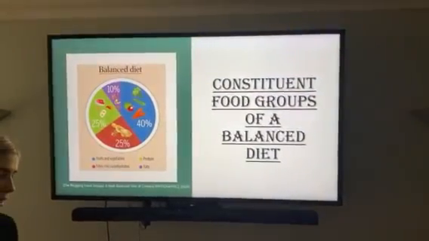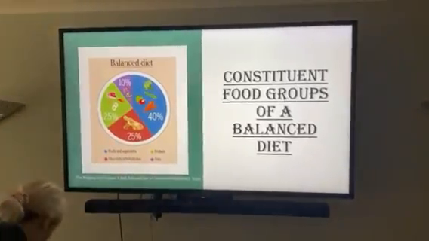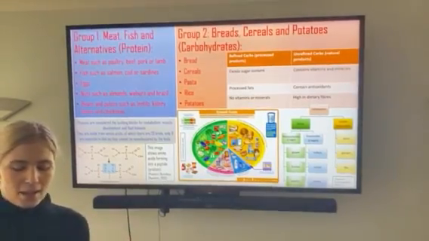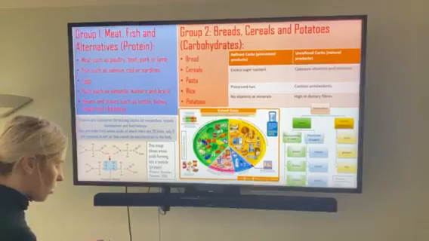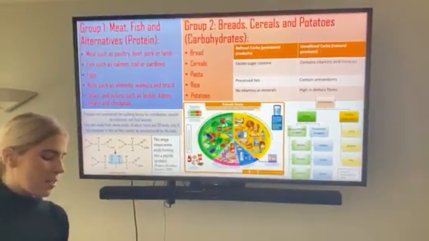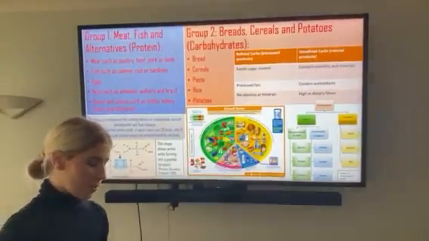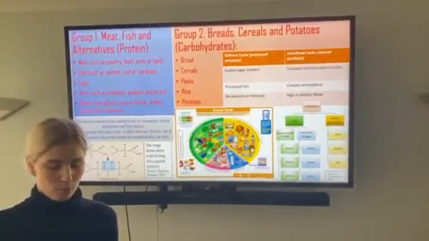So next I'll be looking at the constituent food groups of a balanced diet, of which there are 5 different ones. So group number 1 is sourced in products such as meat, fish, eggs, poultry, nuts, beans and pulses, all of which are predominantly rich sources of protein. They also contain other nutrients such as zinc or iron. Haem iron is also found in meat and it's the most easily absorbed iron. Oily fish such as salmon or trout are high in omega-3 fats, which help to defend against heart disease and other health problems.